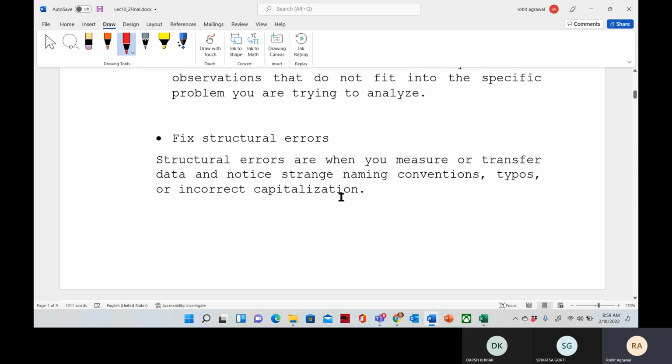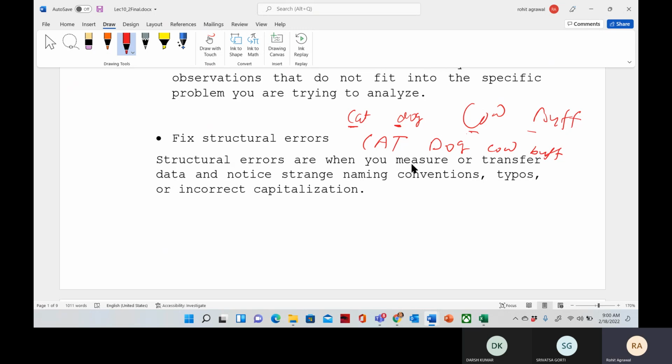Next one is the structural error. Sometimes suppose in your database you have some animals' names. Suppose cat, somewhere dog is written, cow, buffalo. You can see here I am using small characters, here I am using capital characters. Sometimes there may be such a case. So you can see a structural error.